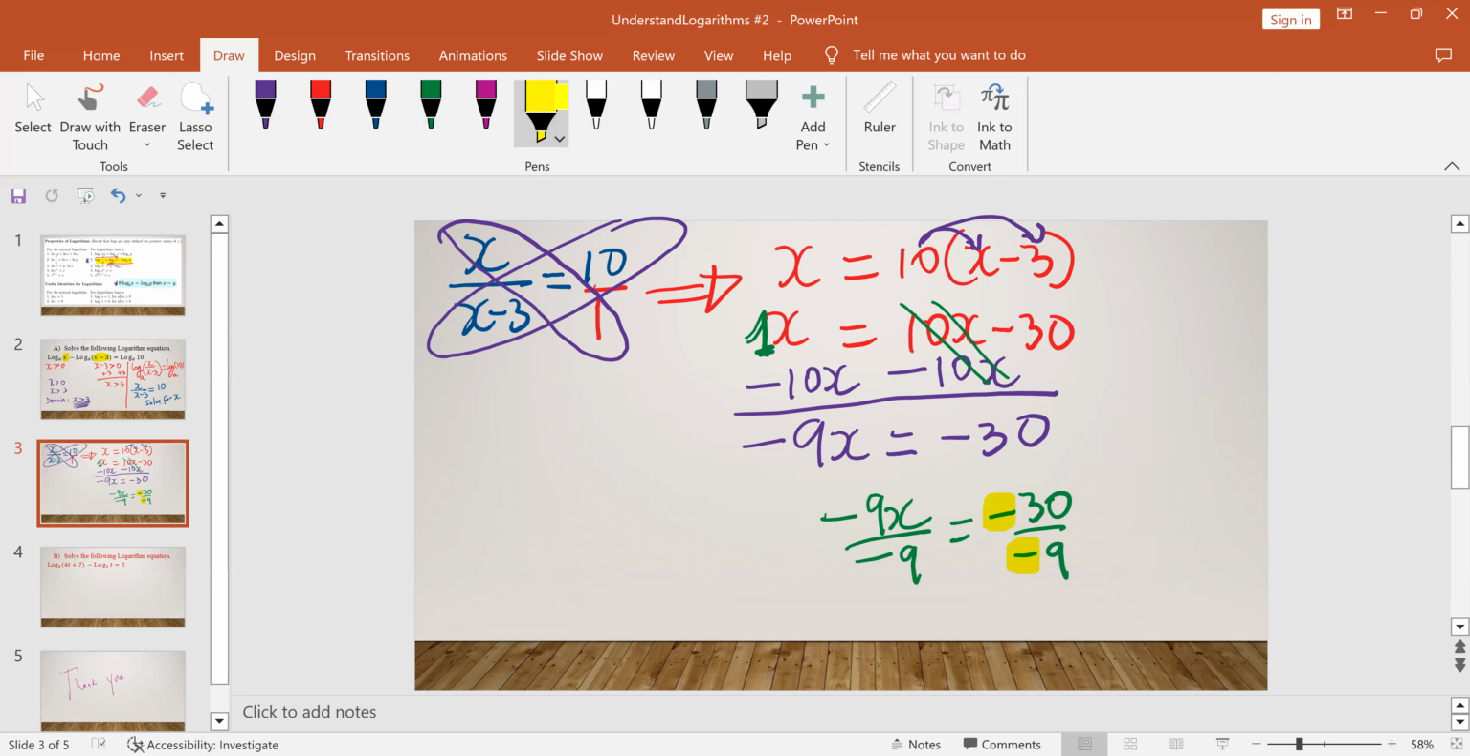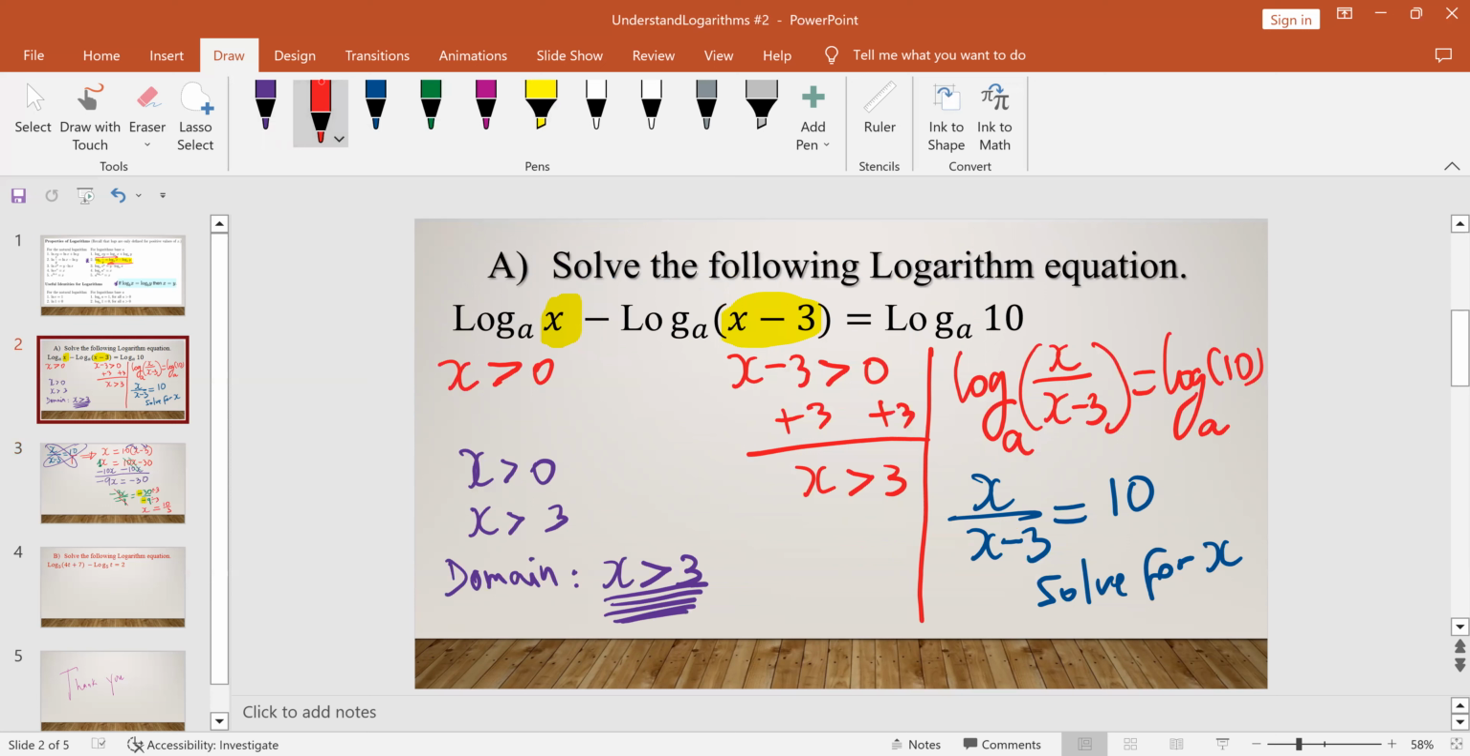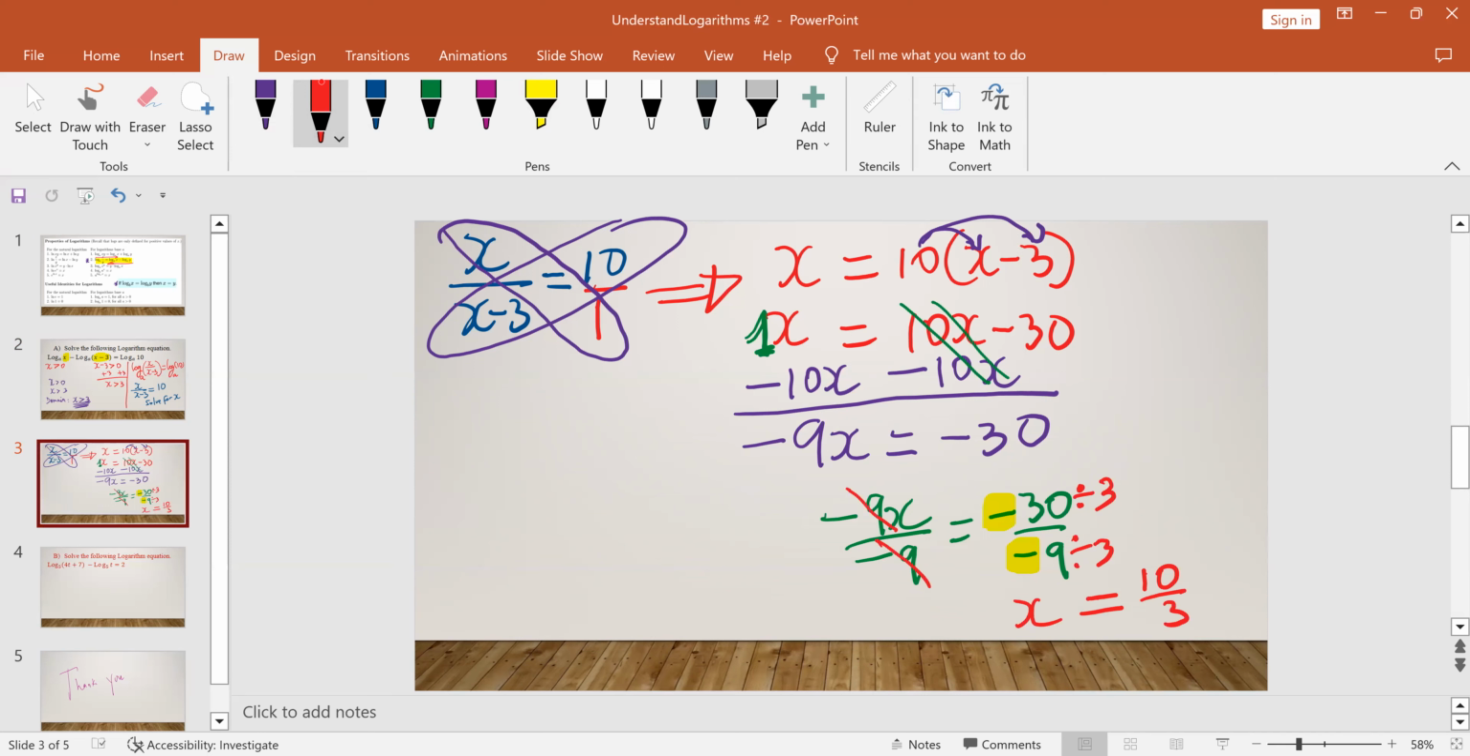Okay, and the 30 divided by 9 is going to be this one. We can simplify. So we know that 3 goes into 30 and the same time in 9. Therefore, this is going to cancel out. You're going to have x is equal to 10 over 3. Now, we said that the domain is what? X greater than 3. So the question is, can we say that 10 over 3 is greater than 3? Yes, 10 over 3 is greater than 3.